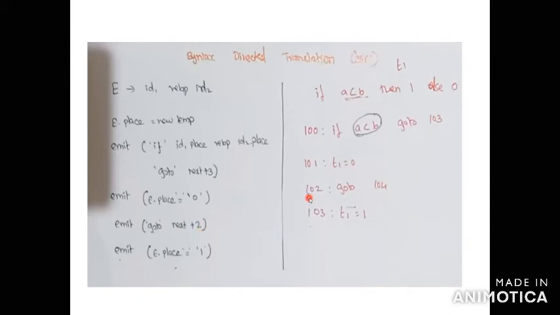What is the current state here? 102. So 102 plus 2 is 104. Then go to the next state, 103. E.place equal to 1. For the given example expression, I am using only one temporary variable, so T1 equal to 1. So this is the syntax directed translation scheme for numerical representation of Boolean expressions. If A less than B, go to state 103.